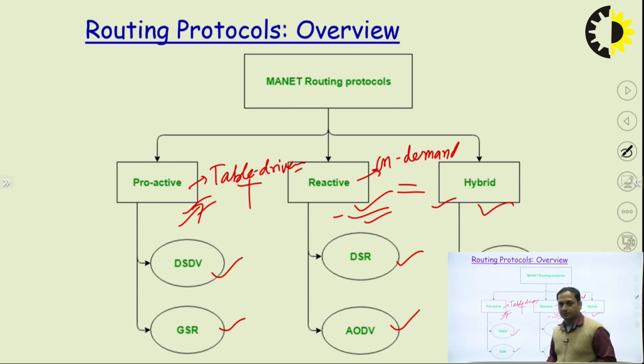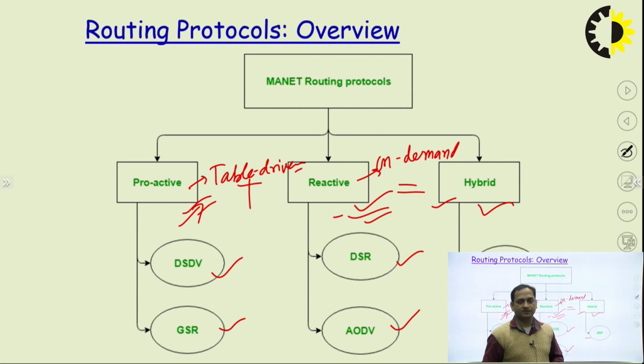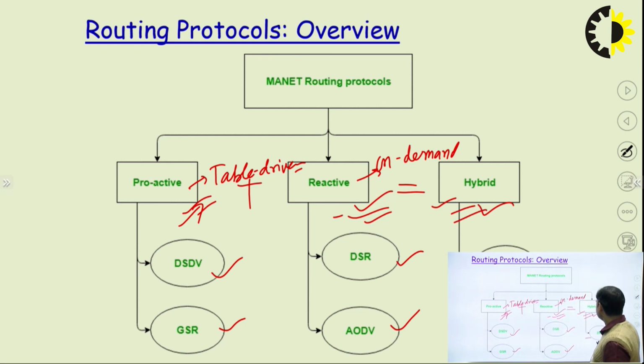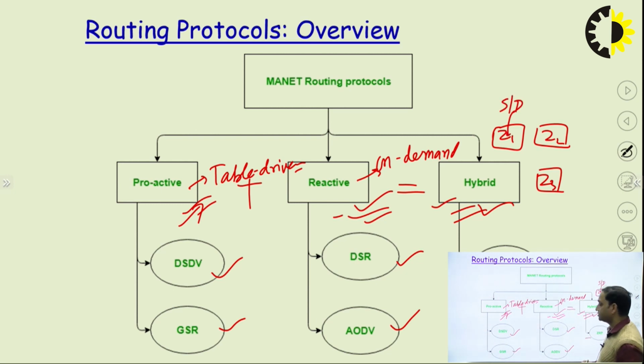In the hybrid routing protocol, we have the example of the zone routing protocol, ZRP. In the zone routing protocol, they divide the complete area into different zones. Just like this is zone number 1, this is zone number 2, and so on, zone number 3. Suppose we have a source and destination in zone 1. In this case the proactive routing protocol can be used directly, when the source and destination both are in zone 1.